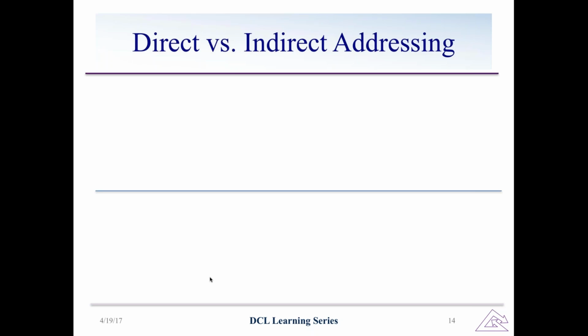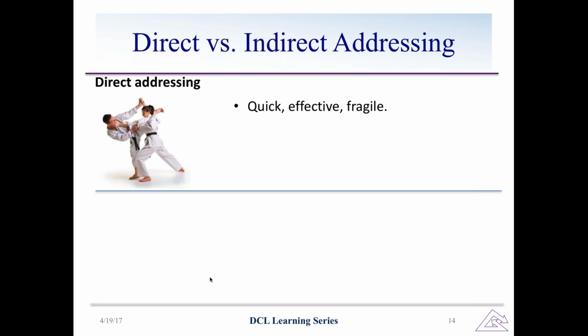All right, let's talk a little bit about addressing, because we're talking about hyperlinking, and hyperlinking depends, of course, on your ability to point to things, that is, to address them in one way or another. There are two forms of address, indirect and direct. Direct addressing is quick, effective, and fragile. By direct address, I mean URL references, ID references, things like that. A direct reference to a thing, no intermediary.